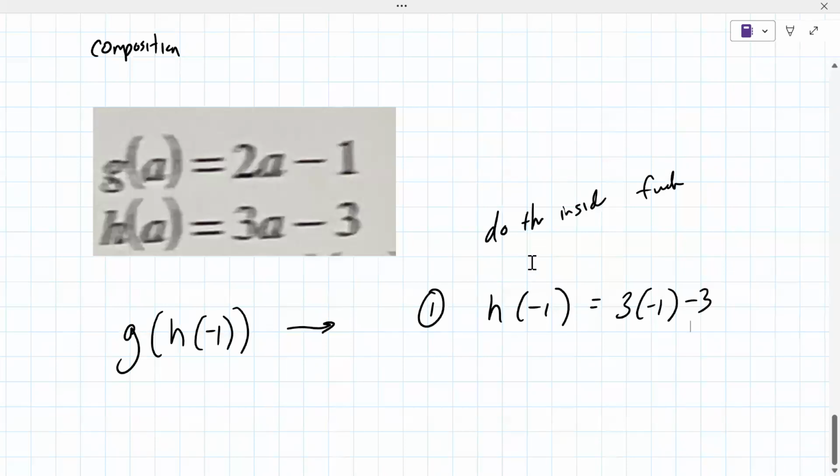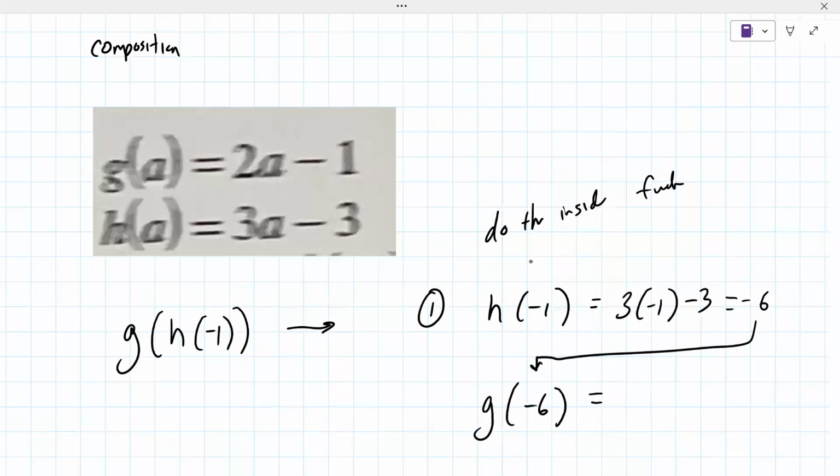So -6. You take that, and it becomes the input to the other function. Could you calculate g of -6 for us, please? -13. -13, good. So that's the second thing. All right, let's try another one.